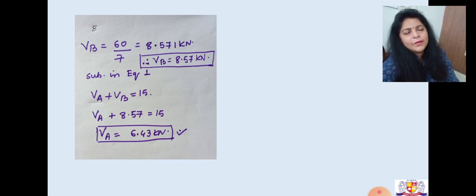Okay, so I think this is sufficient for today's lecture. I have taken a very simple example so that you understand how to find the support reactions for a simply supported beam subjected to point load. In the next lecture, we are going to find the reactions for a simply supported beam subjected to uniformly distributed load. I hope you have understood what I have taught.